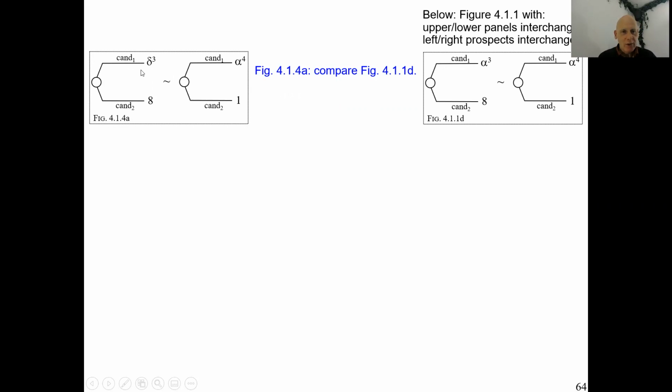We look here. The question here is which value delta 3 makes you indifferent? But if we see here, we see already the answer. Well, value alpha 3 makes you indifferent. So by that simple comparison, we can already conclude delta 3 must be alpha 3.